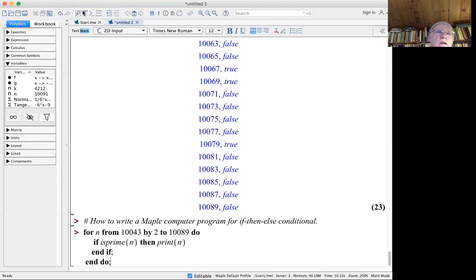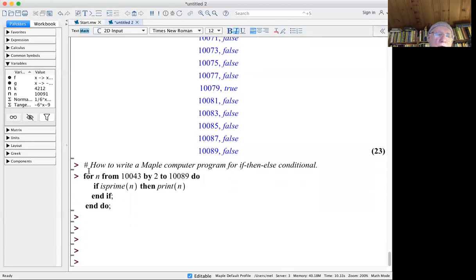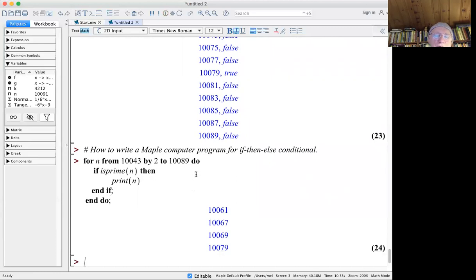Just the way this do loop goes from one thing to another, do, and then end do, the if: if this is true, then print n. Let's see what happens. Fantastic. It worked perfectly. So I just looked at all the odd numbers from here to here, and if n was prime, I printed it out. That's pretty good. So this is the if-then conditional.